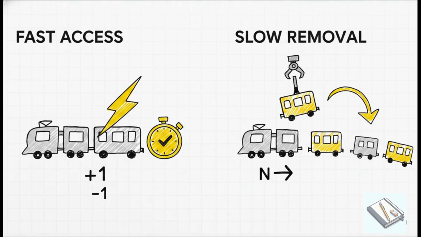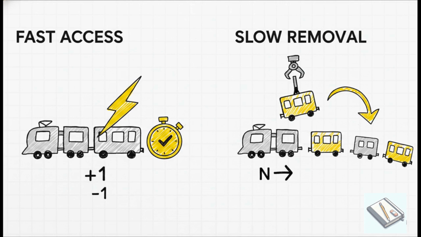And here's why that matters. Because of that train-like structure, grabbing an element by its index, its position, is incredibly fast. In computer science, we call this O(1), or constant time. It means it takes the same tiny amount of time whether the train has 10 cars or 10 million.